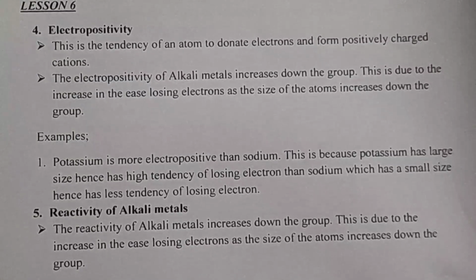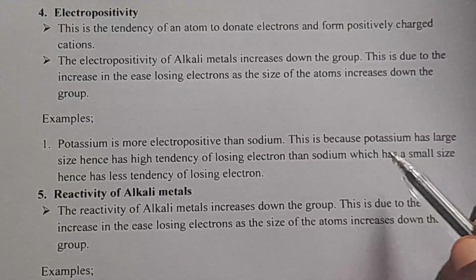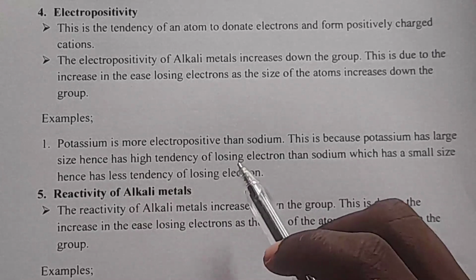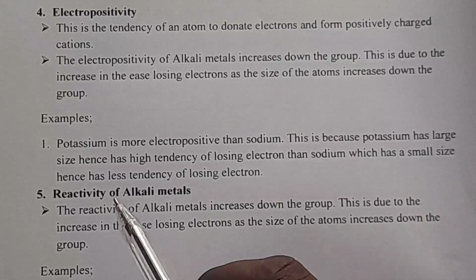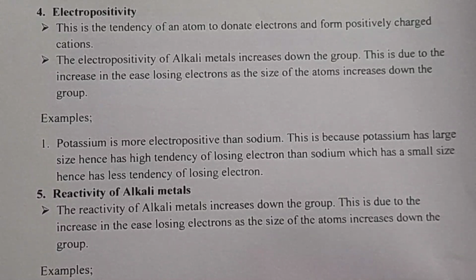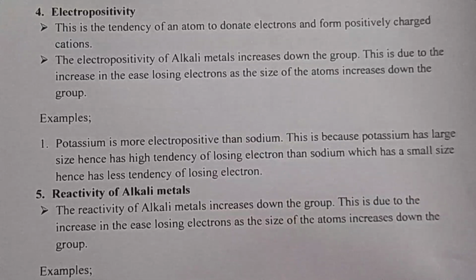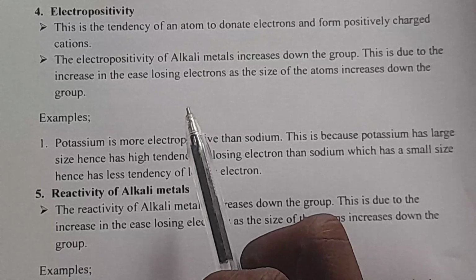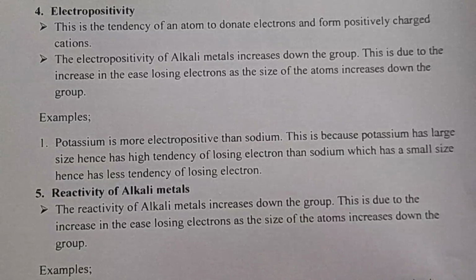For example, we are told potassium is more electropositive than sodium. Why? This is because potassium has a large size, hence has a high tendency of losing electrons, then sodium, which has a small size, hence has less tendency of losing electrons. So remember, electropositivity is the tendency of an atom to lose or to donate electrons. The one that has the highest tendency of losing electrons becomes more electropositive than the ones that have the least tendency of losing electrons.